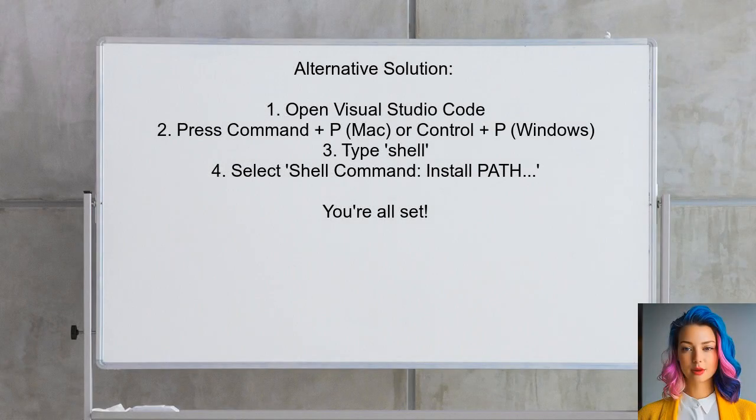An alternative approach to run Visual Studio Code from the command line involves a few simple steps. First, open Visual Studio Code. Then press Command and P on Mac or Control and P on Windows. This will bring up a search box. Next, type shell without the quotes and select the option that says Shell Command Install Path. Once you've done that, you're all set.